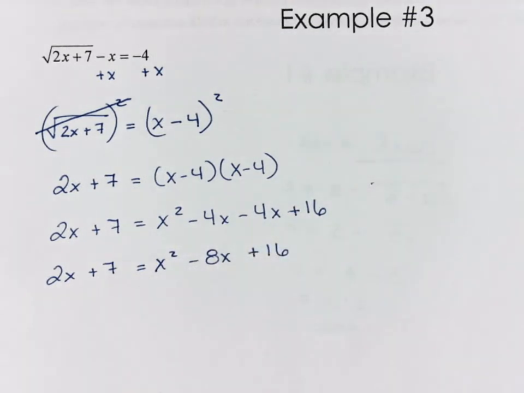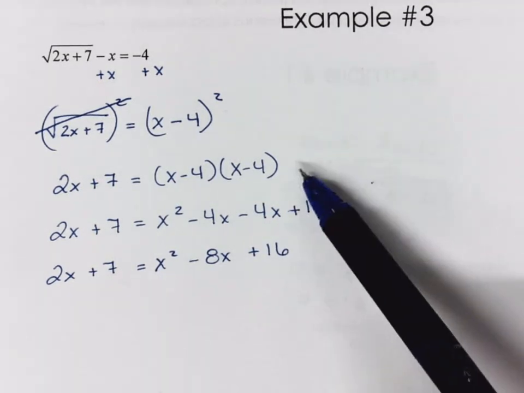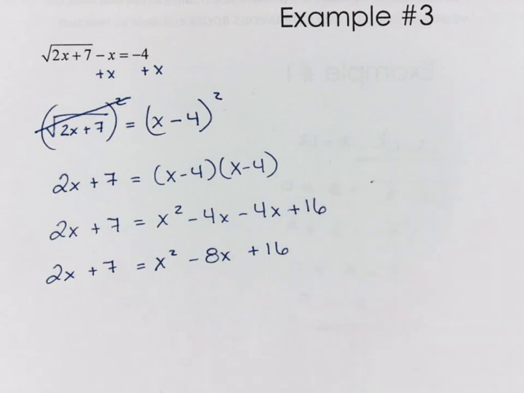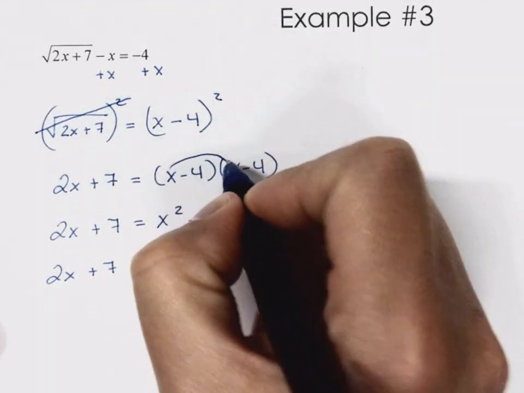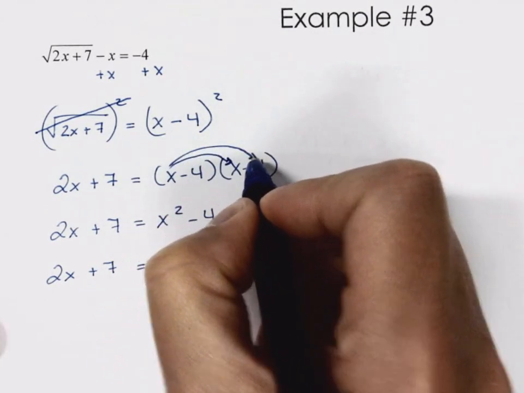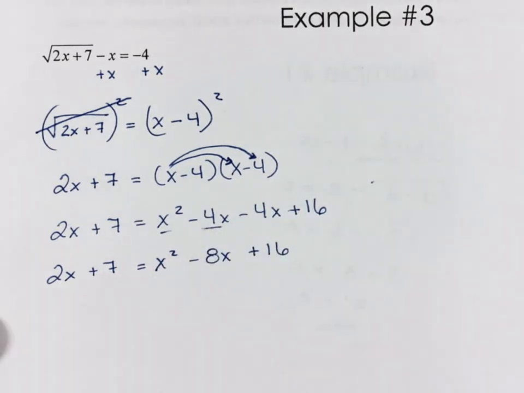Are you guys okay that I didn't show the leapfrogging steps? If you can go from here to here, that's fine too. You don't always have to show that step. But we're going to go, I can't stop myself, x times x, and then x times negative 4. So there's my x squared and that 4x.